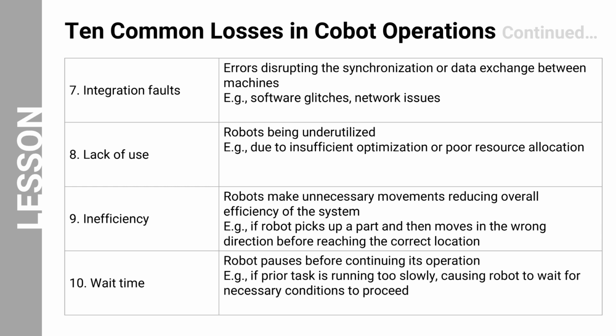Number 10. Wait time. Wait time occurs when a robot pauses before continuing its operation, often due to non-ideal optimization or delays in the preceding machine process. This can happen if the prior task is running too slowly, causing the robot to wait for the necessary conditions to proceed, which reduces overall efficiency.